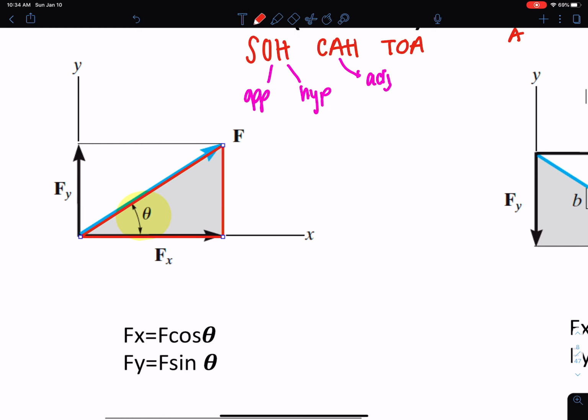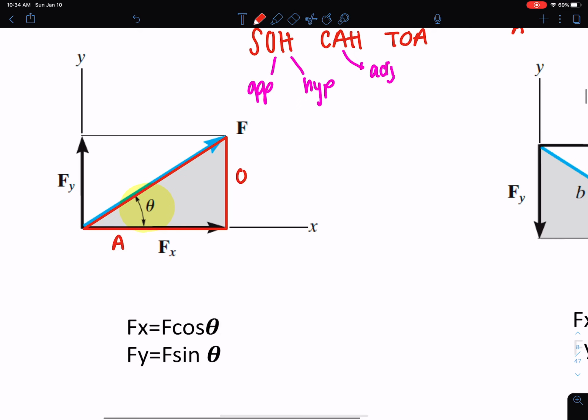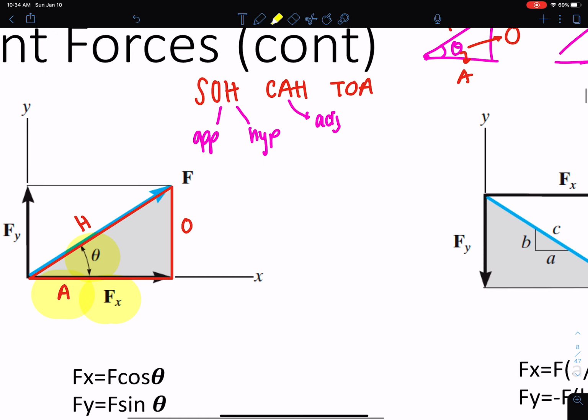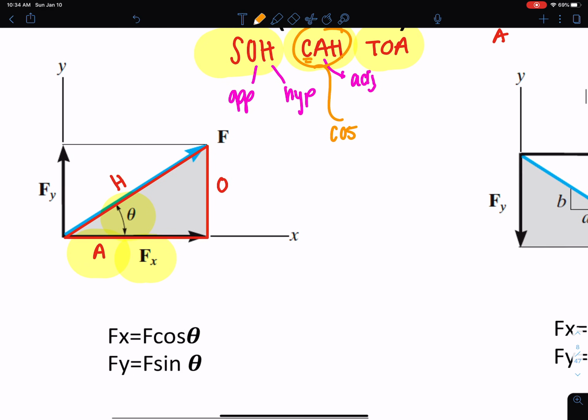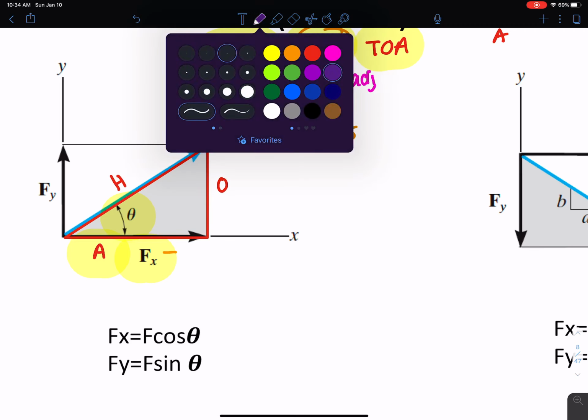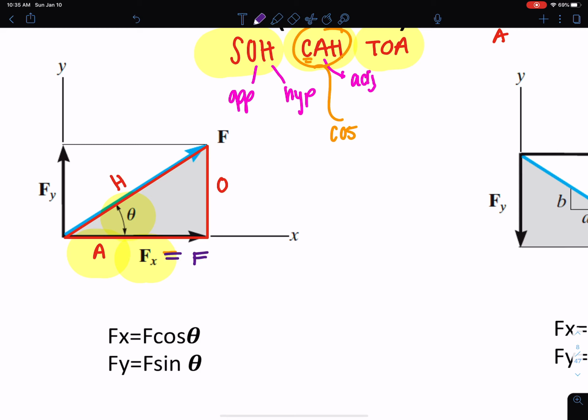okay, this one that I just outlined in red, and I have my theta right here, this is going to be my adjacent side, this is going to be my opposite side, and of course this will all be my hypotenuse. So Fx corresponds to the adjacent side. So I'm going to come here, which is the first three-letter term that has an adjacent? It's going to be CAH, which stands for cosine, right? The C stands for cosine. So this here is equal to, let me get a different color here, equal to F, which is the resultant, cosine theta.